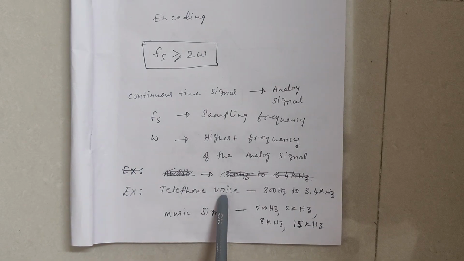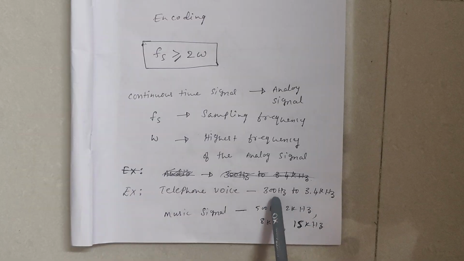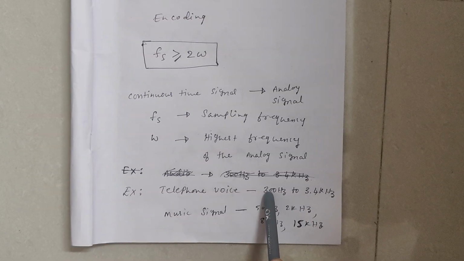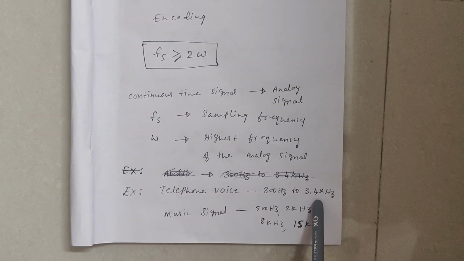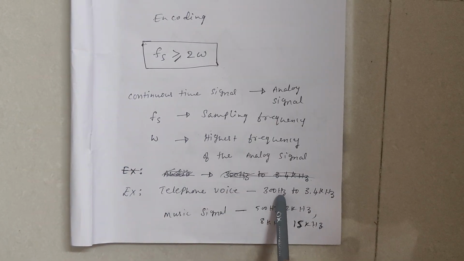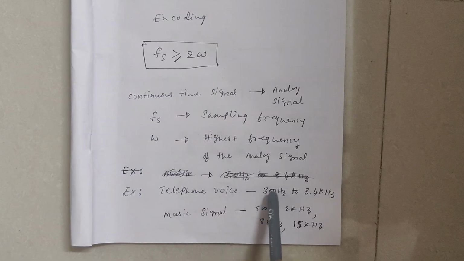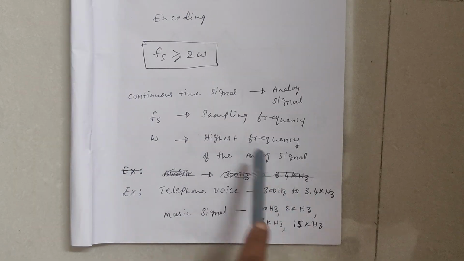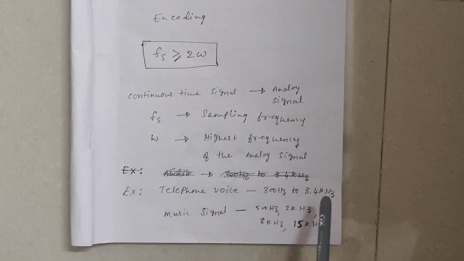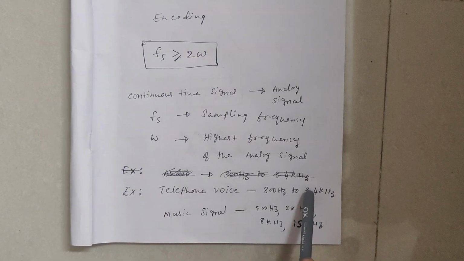Example, telephone voice. It is an analog signal. Telephone voice consists of frequency components from 300 Hz to 3.4 kHz. Here 3.4 kHz is the highest frequency component and 300 Hz is the lowest frequency component. In this case, we have to sample the signal at 2W. W is 3.4 kHz, the highest frequency component, so 2 into 3.4 kHz we have to choose as the sampling frequency.